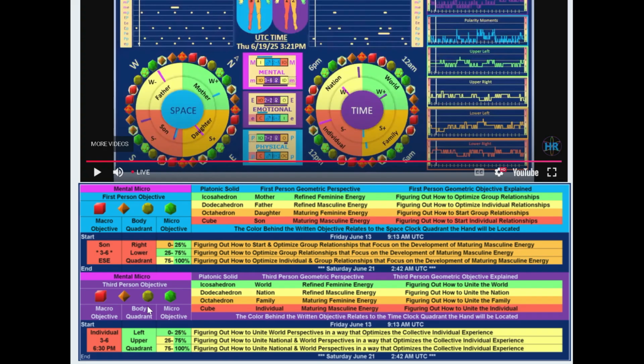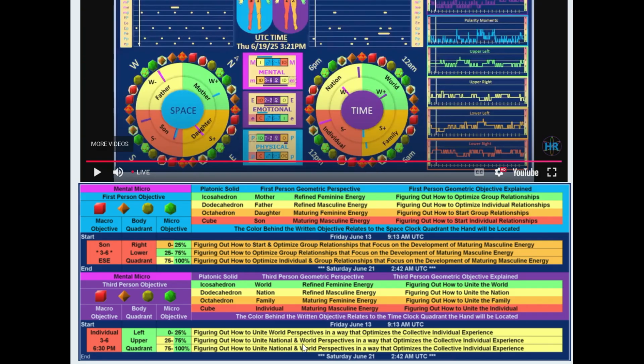Now, if we go to the time clock, we're going to do the same thing because we're in the 3-6, right? We know that we're in the cube. So in the cosmic egg, we're in the cube. The cube has to do with the sun and the individual's perspective. That's that masculine maturing energy. We already said that we're at over 75%, so 75 to 100, figuring out how to unite national and world perspectives in a way that optimizes the individual experience.